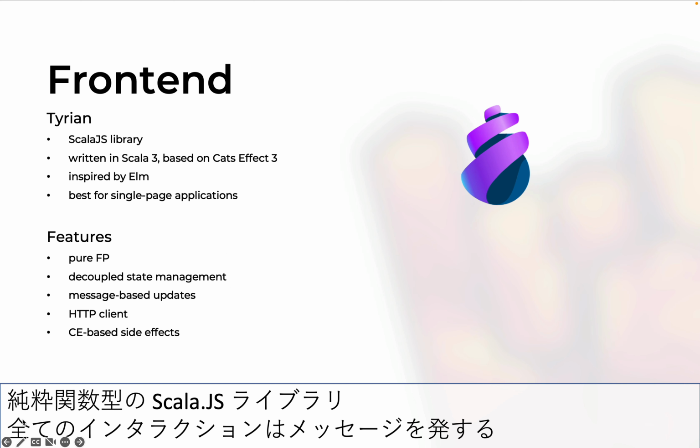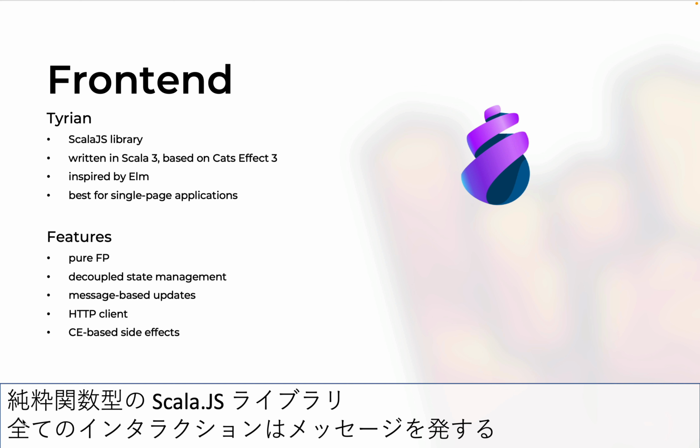Let's talk about the frontend right now. The frontend is also built in Scala with Scala.js, and the entire frontend is held by a tiny library called Tyrian. This is a Scala.js library written entirely in Scala 3, and even though it's not an official type-level library per se, it's based entirely on Cats Effect 3 and FS2. This is inspired by the Elm programming language, and this is best for single-page applications such as the jobs platform that we already built. This library enables pure functional programming, which is always very nice to us as Scala developers.